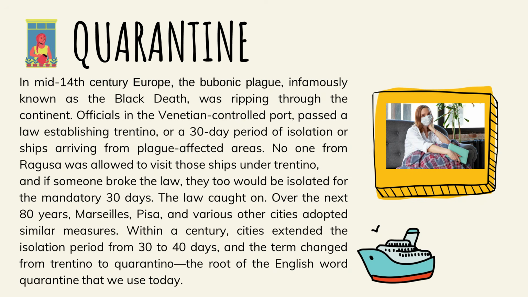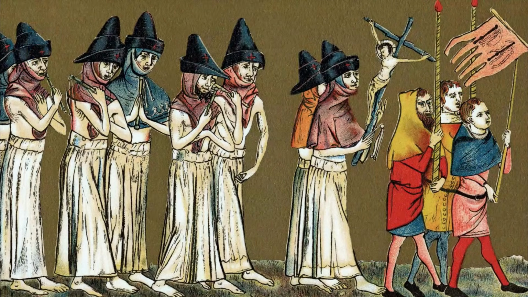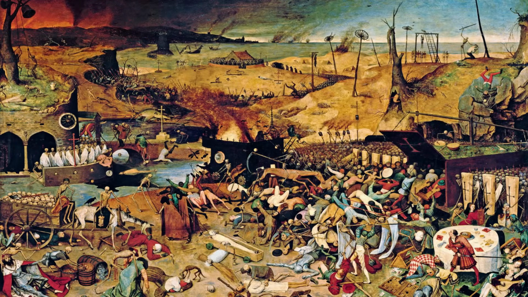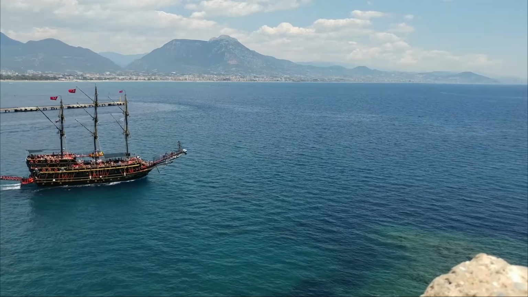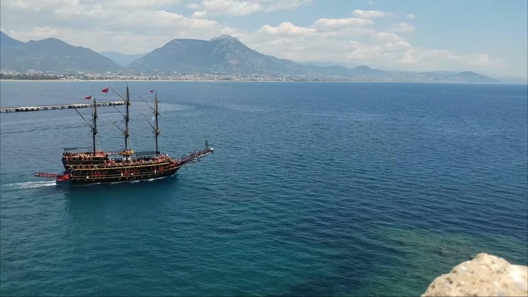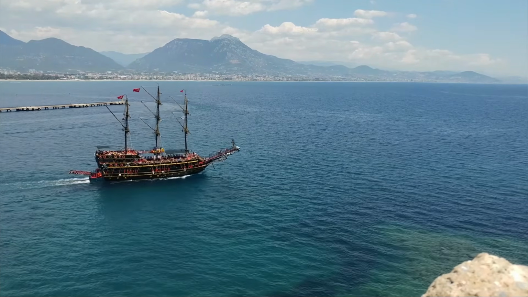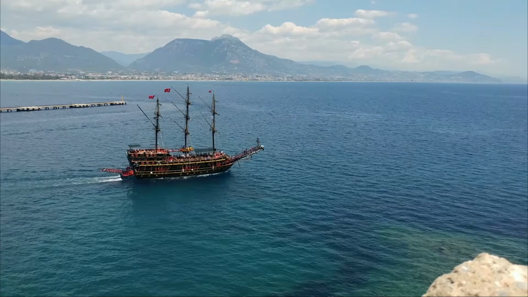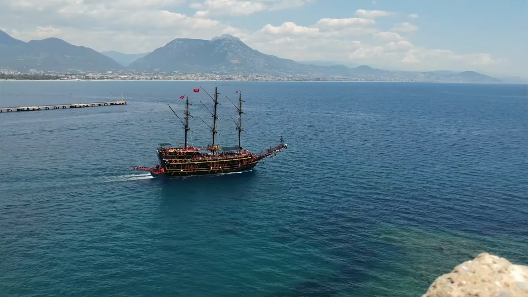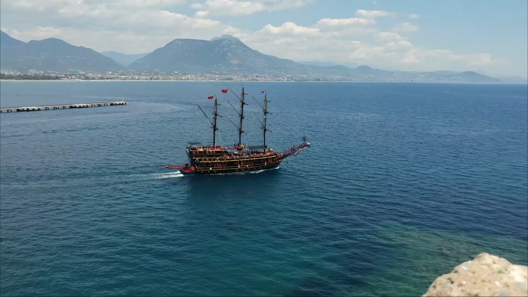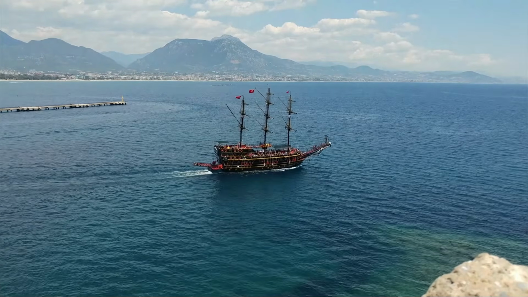In mid-14th century Europe at that time, there was a plague known as Black Death, and it was actually ripping through the continent. Starting in 1343, the disease wiped out an estimated one-third of Europe's population. Officials in the Venetian-controlled port passed a law establishing Trentino, or a 30-day period of isolation for ships arriving from plague-affected areas. No one from Ragusa was allowed to visit those ships under Trentino, and if someone broke the law, they too would be isolated for the mandatory 30 days.